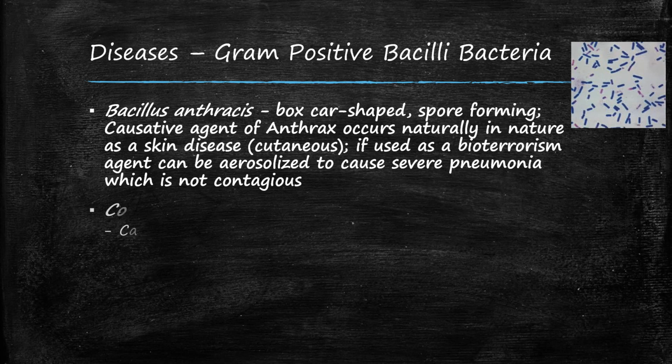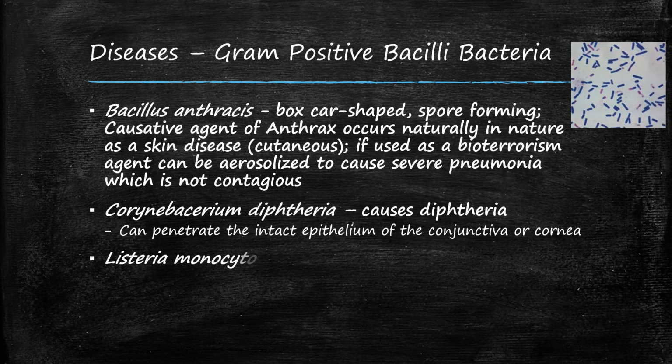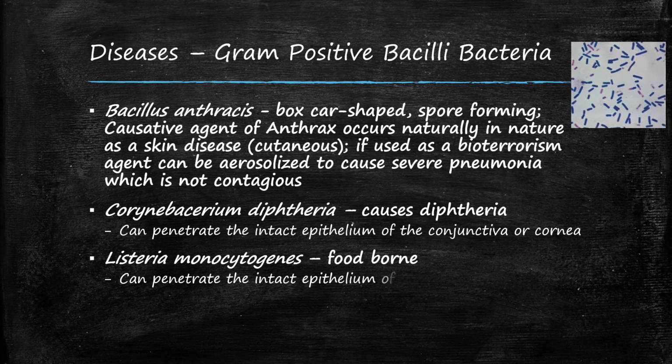Then we have Corynebacteria diphtheriae, which is an organism that causes diphtheria, and it can penetrate the intact epithelium of the conjunctiva or cornea. And now we'll talk about Listeria monocytogenes, which is a foodborne illness, also capable of penetrating the intact epithelium of the conjunctiva or cornea.